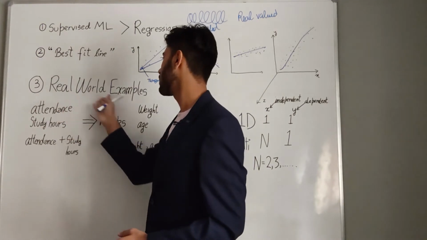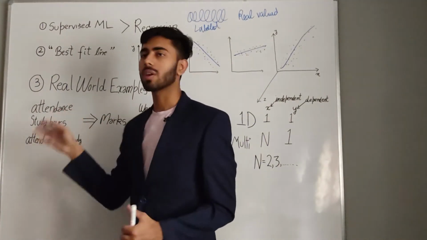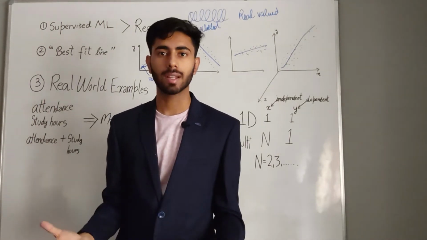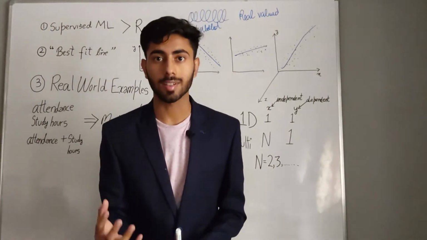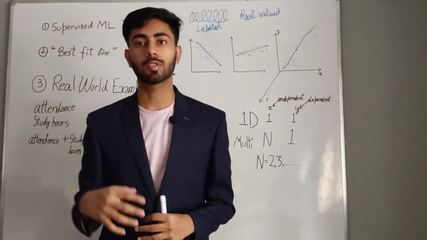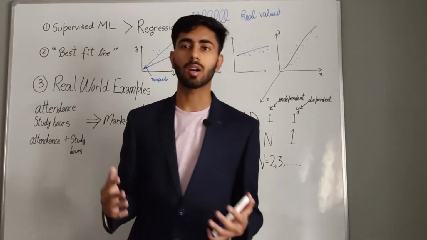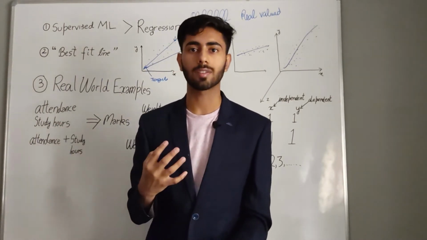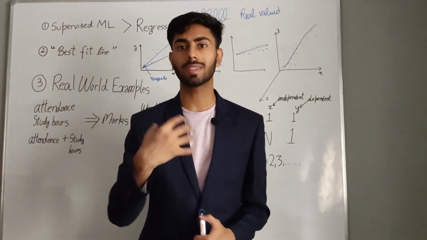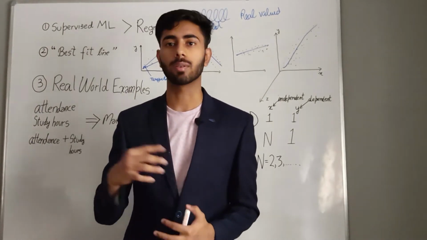Now let's look at some real world examples of linear regression. Suppose I am given attendance of a student, and on the basis of that attendance, I have to predict what marks that student is going to get. In the second case, I have been given the number of hours that student has studied, and on the basis of that number, I have to predict what marks the student is going to get.